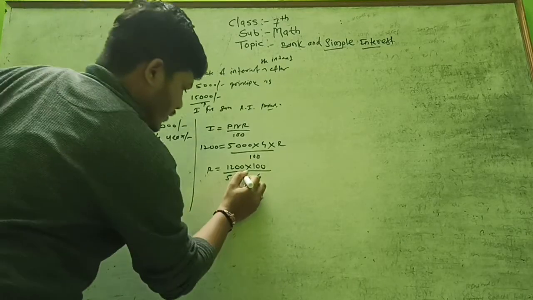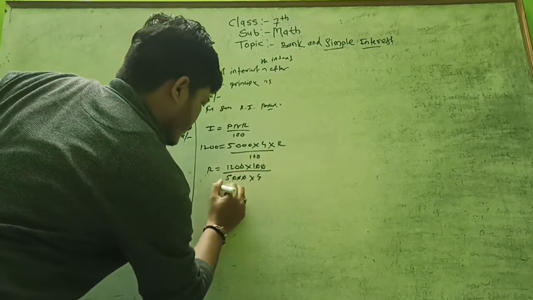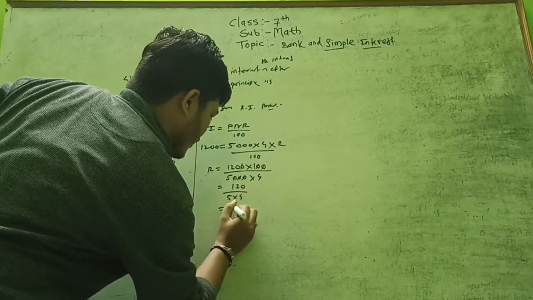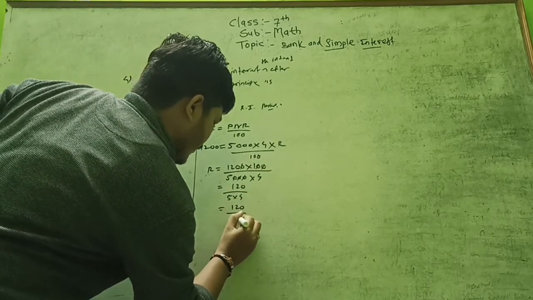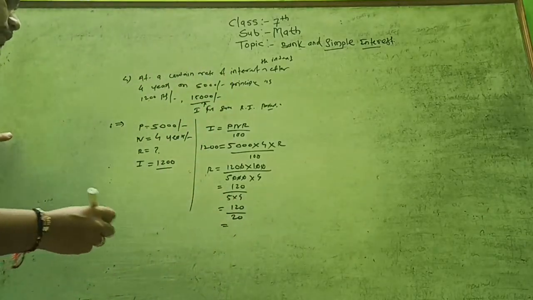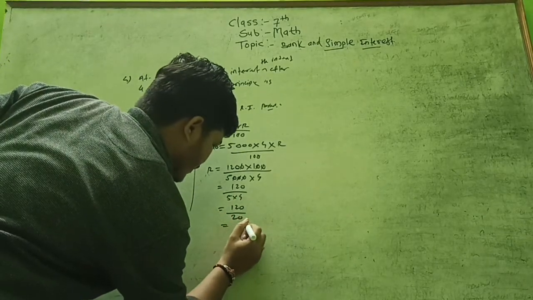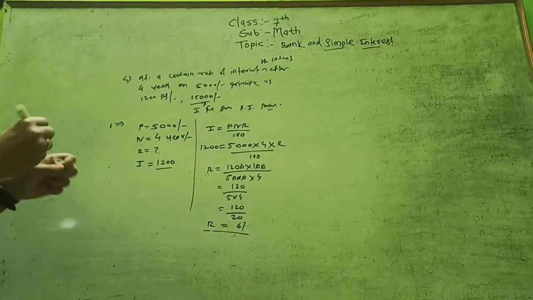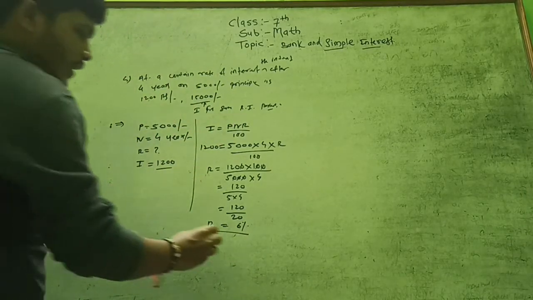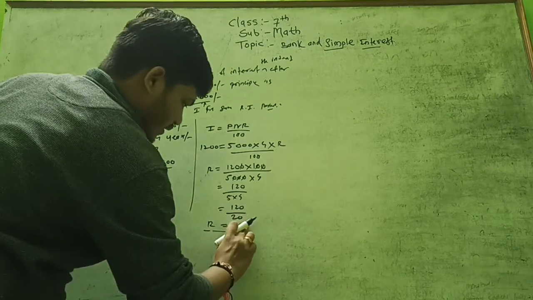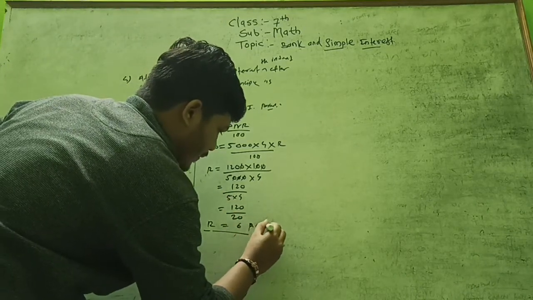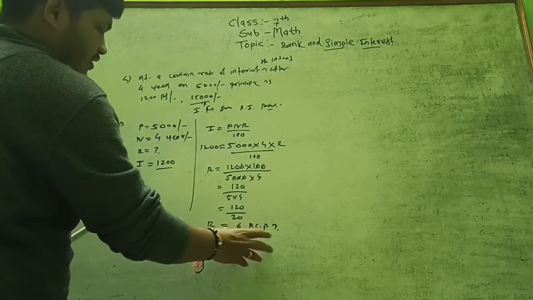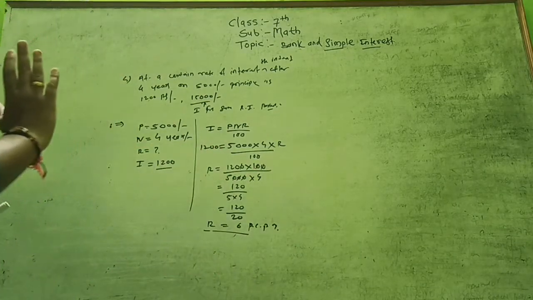On solving this, it is 120 divided by 5 multiplied by 4, that is 120 divided by 20. So 120 divided by 20 is 6. So we get R equal to 6. Now what is this 6? 6 is the rate of interest, that is percent per annum. R is the rate, 6% per annum.